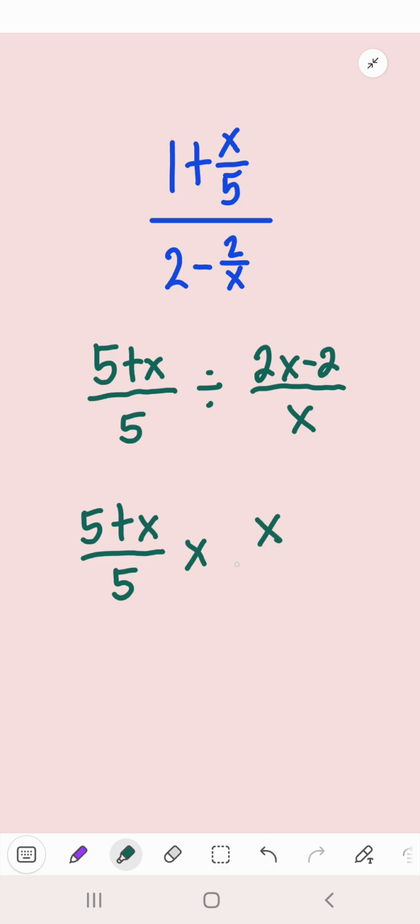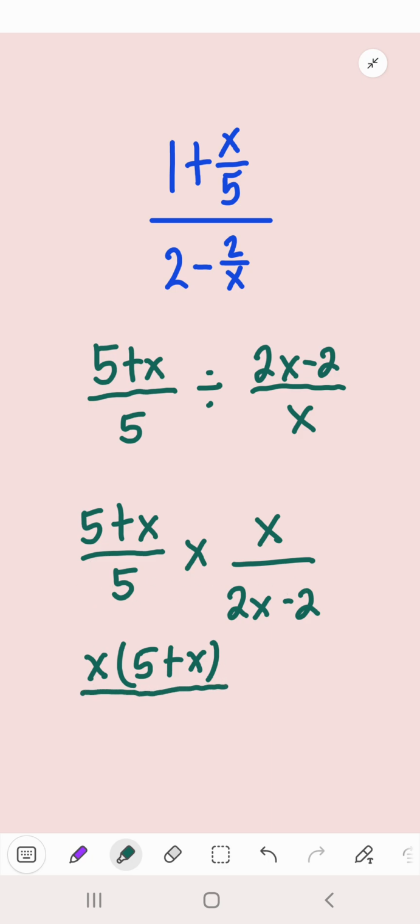That's going to be x over 2x minus 2. And we are going to multiply the numerator, which is going to be x times 5 plus x. And then we can multiply the denominator. So we end up with 5 times 2x minus 2.